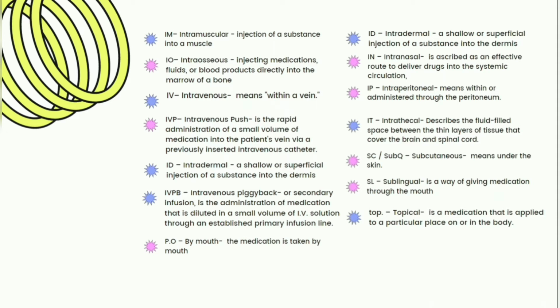This is a shallow or superficial injection of a substance into the dermis, which is located between the epidermis and the hypodermis. This route is relatively rare compared to injection into the subcutaneous tissue or muscle. Next, we have the intranasal, and this is described as an effective route to deliver drugs into the systemic circulation, resulting in rapid onset and higher drug bioavailability than classical extravascular administration routes.